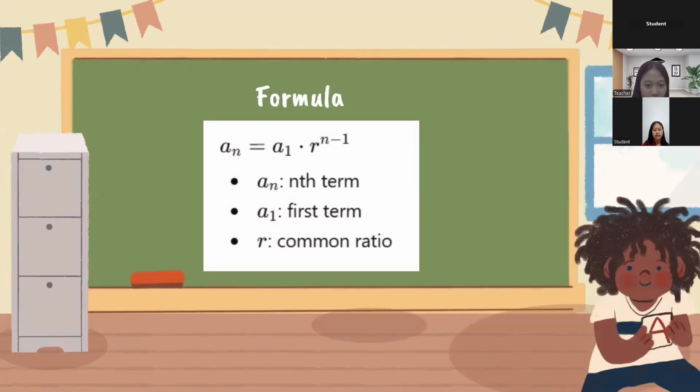And then we talk about the formula. a sub n is equal to a sub 1 times r to the power n minus 1. a sub n is the nth term, a sub 1 is the first term, and r is the common ratio. And then we go to an example.